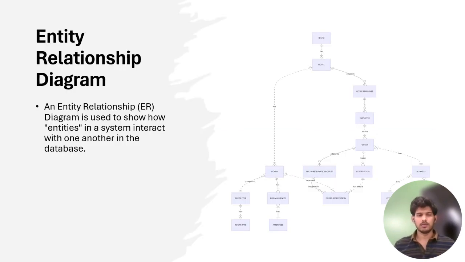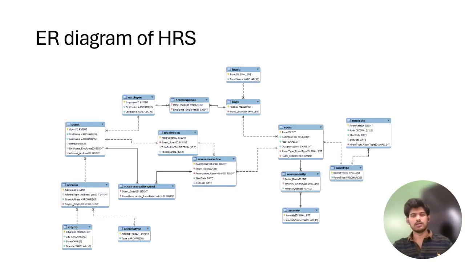ER diagram. What is an ER diagram? An ER diagram is used to show entities in the system. Entities are nothing but tables in the database, how they are interacting with each other, and showing the relationships between them. So this is a traditional ER diagram. I'll explain the image in a bigger format. This is an ER diagram that has been extracted from the database.